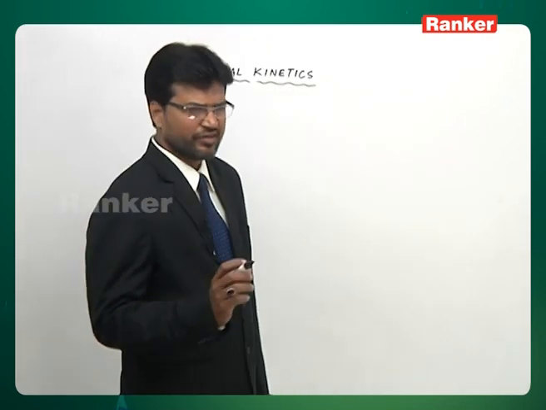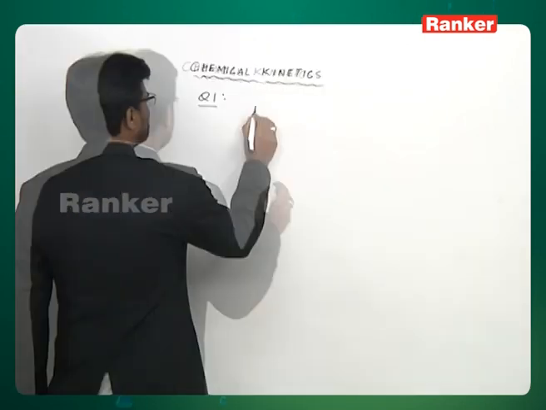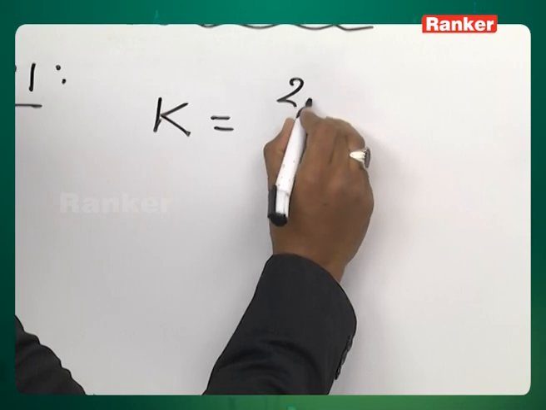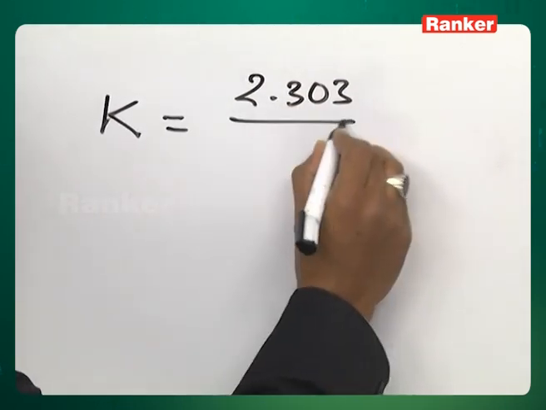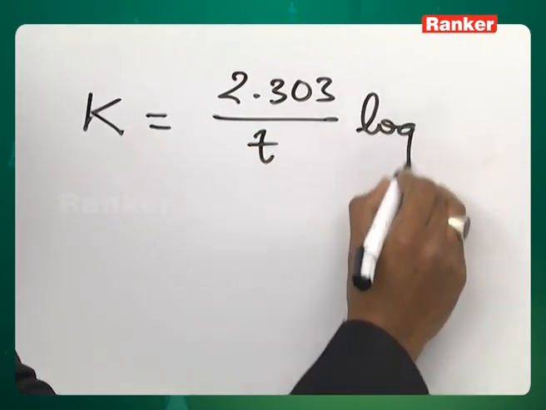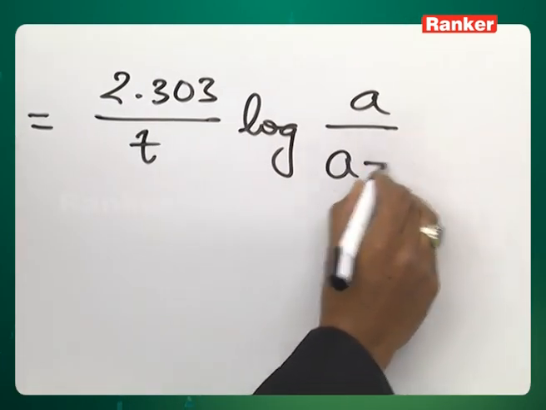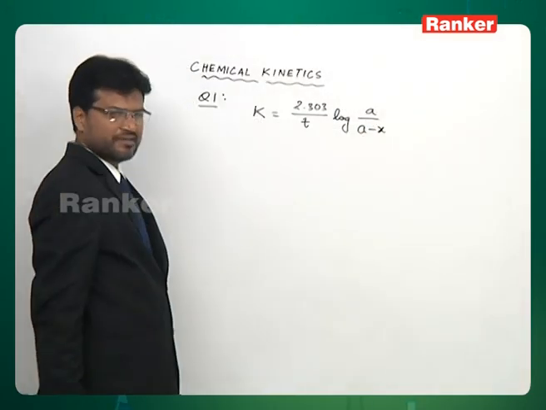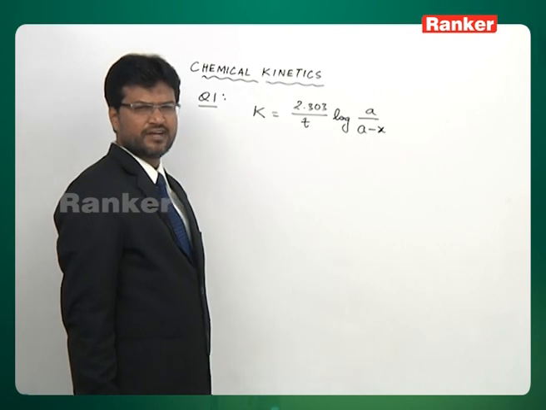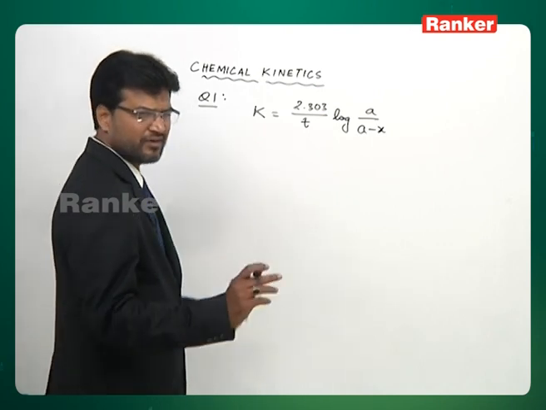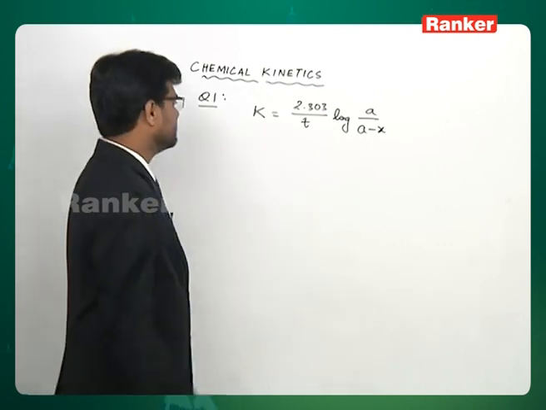We need to apply the first order rate equation here. K equals 2.303 by T log A by A minus X. Now look at the data. The time given is 5 minutes. You need to change it to seconds.